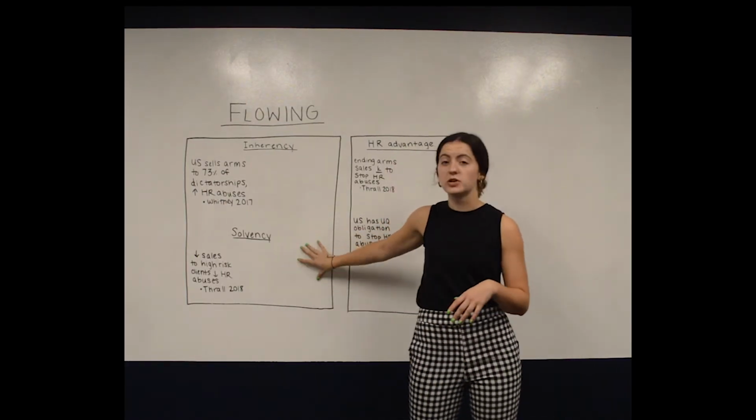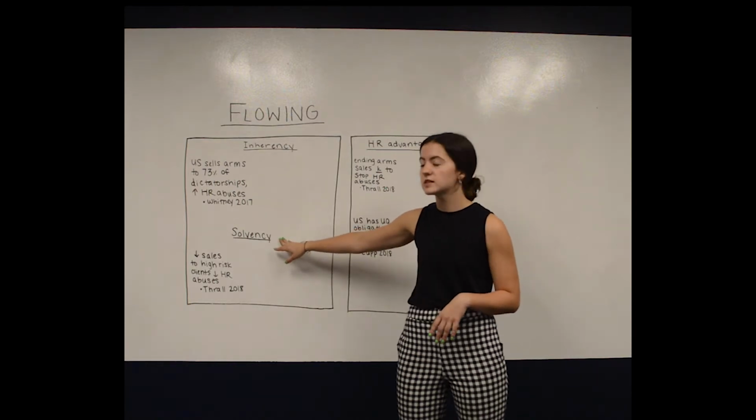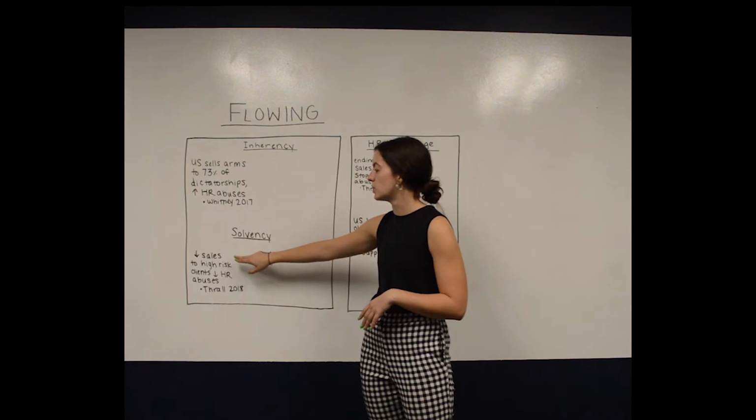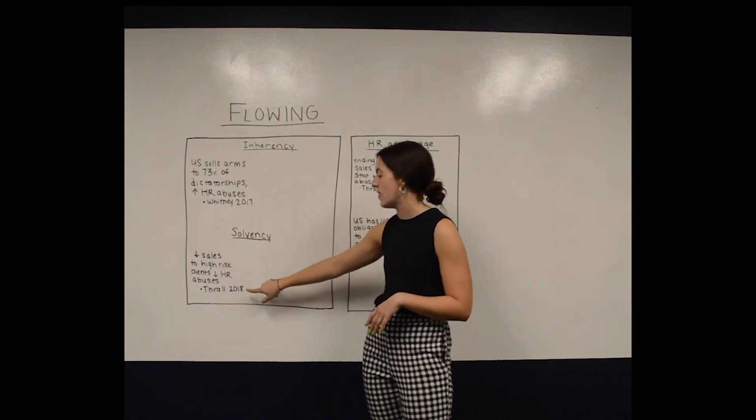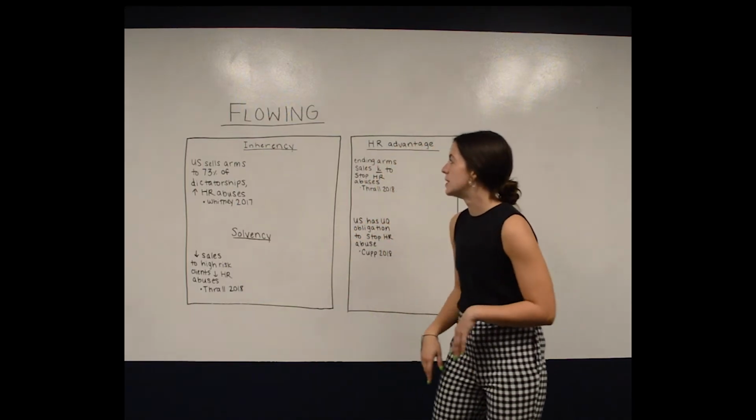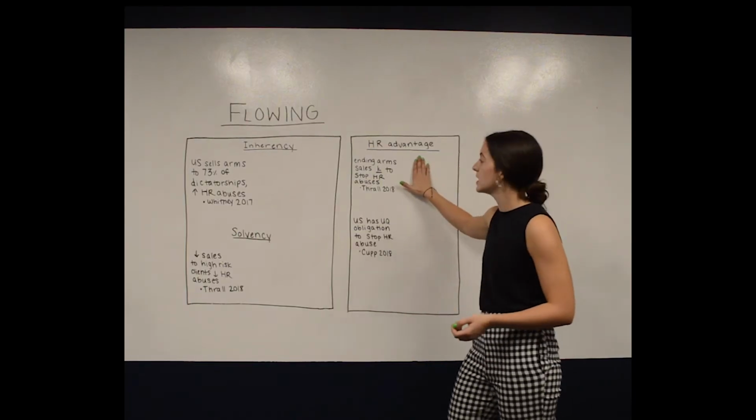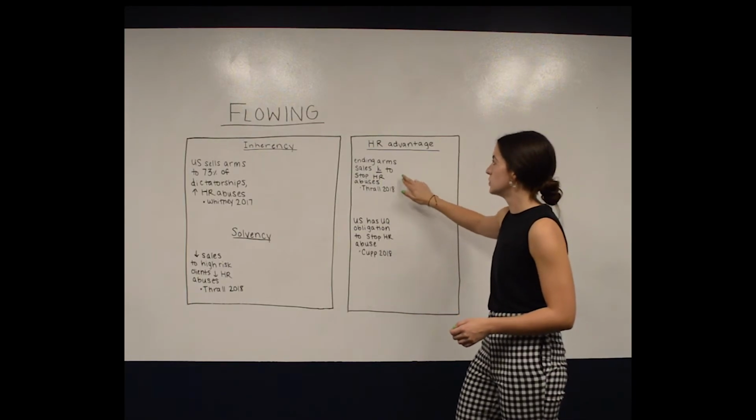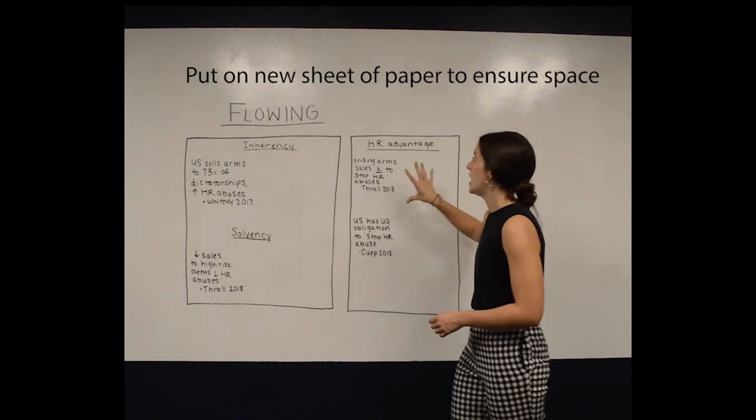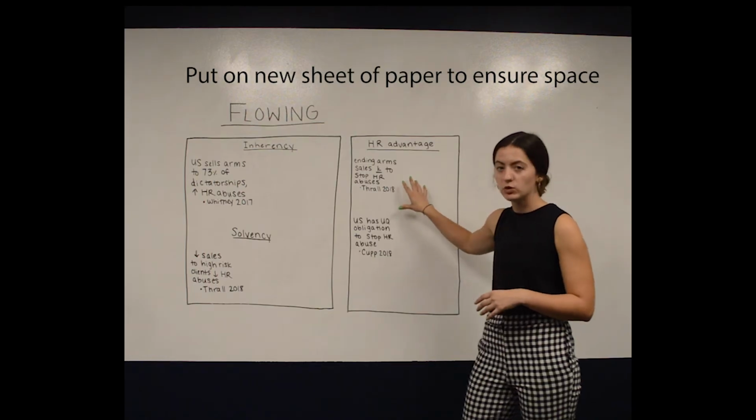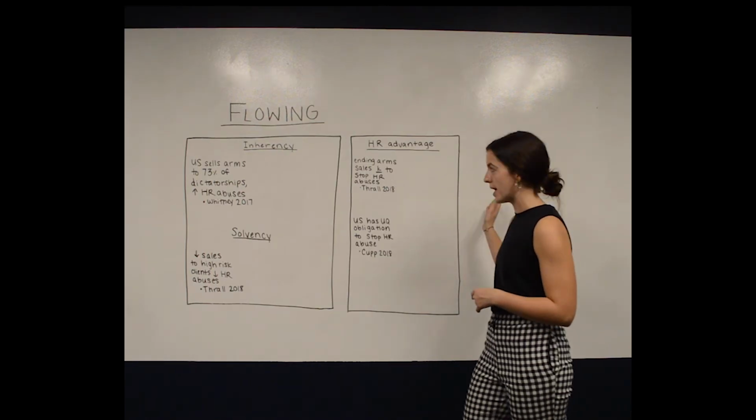They're going to move on to their next argument, which would be solvency in this case, and you're going to make another header and do the same exact thing where you write the taglines of the cards and the author and the date. And then their next argument in this case for the 1AC is the human rights advantage, and you do the same thing with those two cards, but you want to put that on a new sheet of paper so that you have enough space to talk about the human rights advantage throughout the entire round.